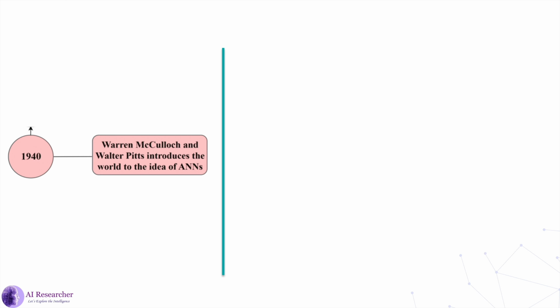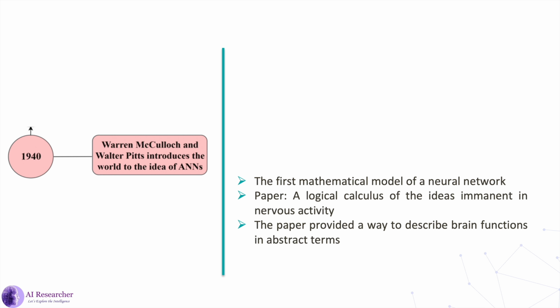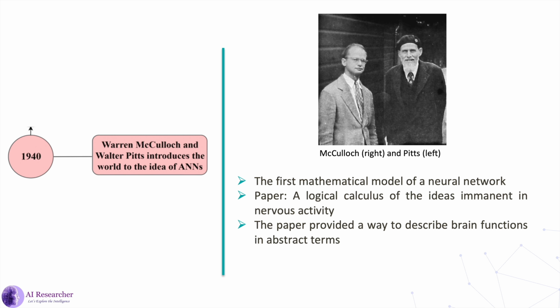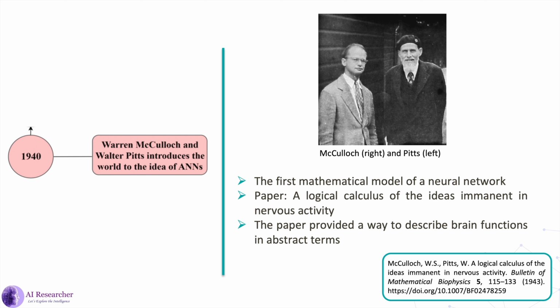Let's go back to the 1940s. In 1943, American neuropsychologist Warren McCulloch and cognitive psychologist Walter Pitts, you can see them in the image, published a research study. In this study, the first mathematical model of an artificial neural network was introduced, and the paper provided a way to describe brain function in abstract terms, and it showed that simple elements connected in a network can have immense computational power. I would say that this is really visionary work in the field of artificial intelligence. You can also find the reference study link here. You can check it out later.